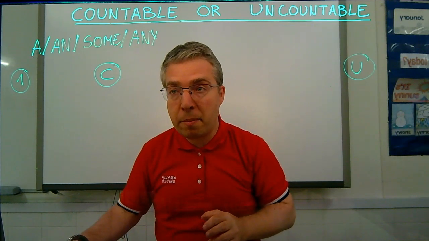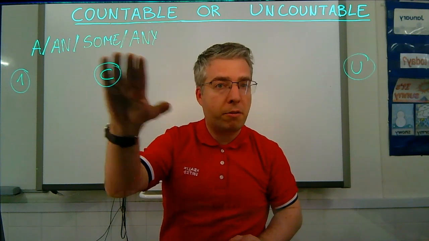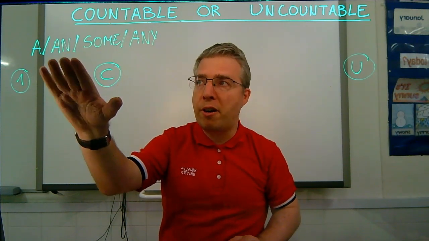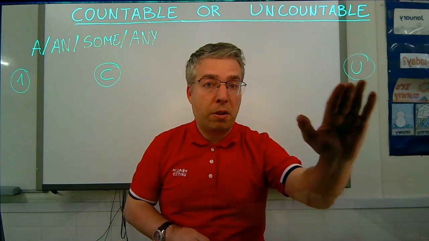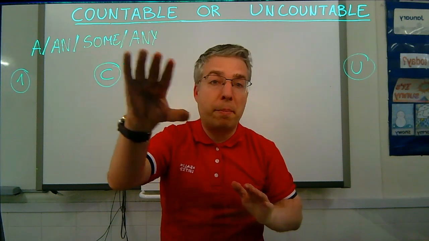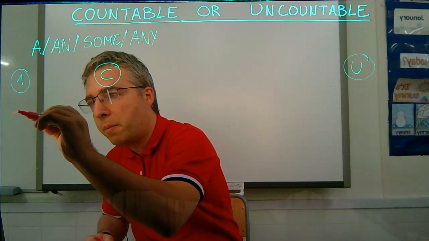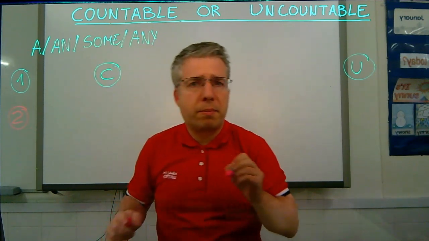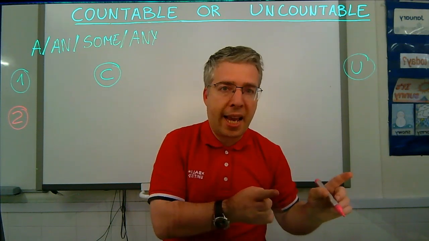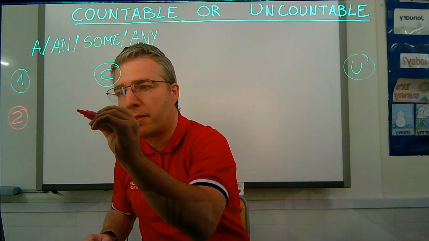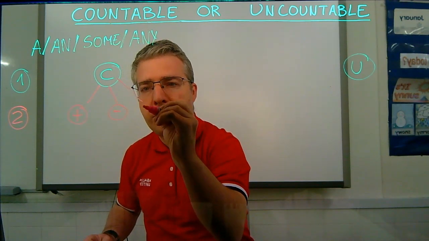It's important because if it's countable, we would have 4 options. It could be a or an or some or any, but if it's uncountable, it's only possible to write some or any. The second question would be about the sentence. Is it affirmative, negative, or interrogative? And we've got 3 options.